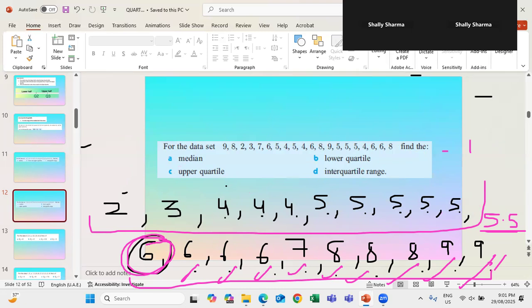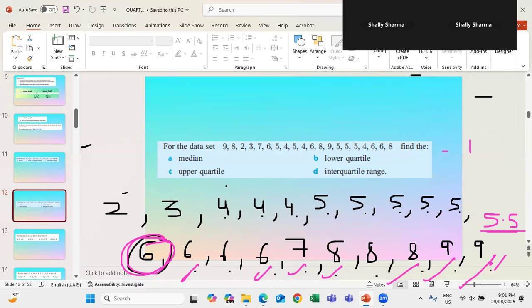Once you got this 5.5 value here, now we know the lower half and the upper half. So we have 5.5. Now how many values are in the upper half, lower half? 1, 2, 3, 4, 5, 6, 7, 8, 9, 10.